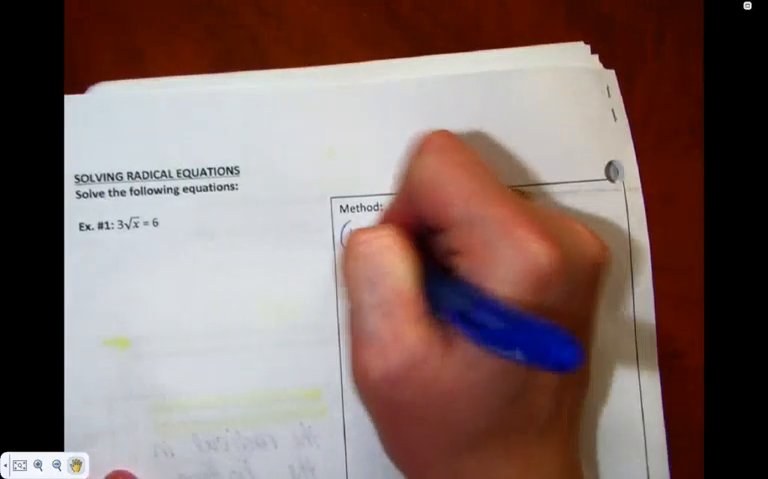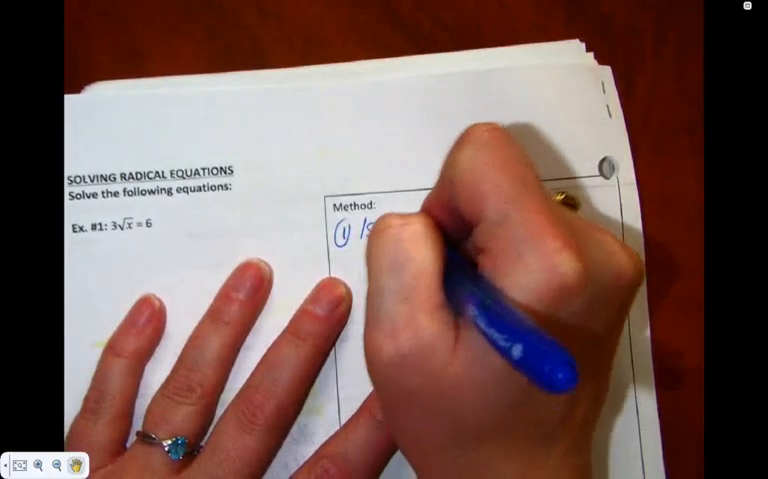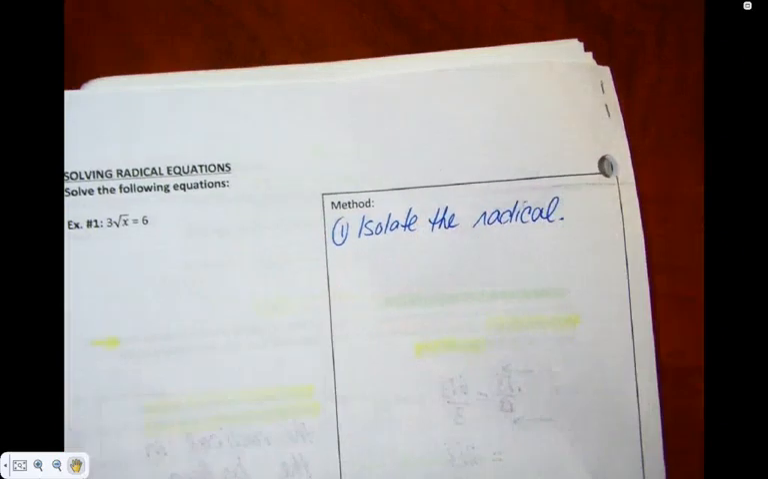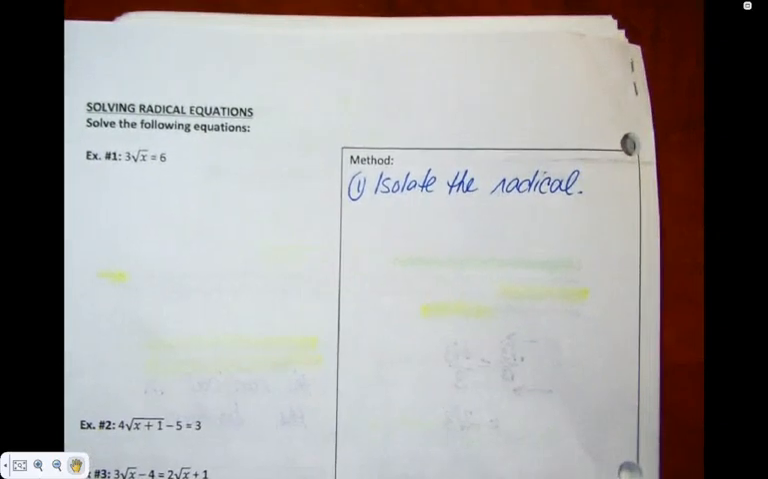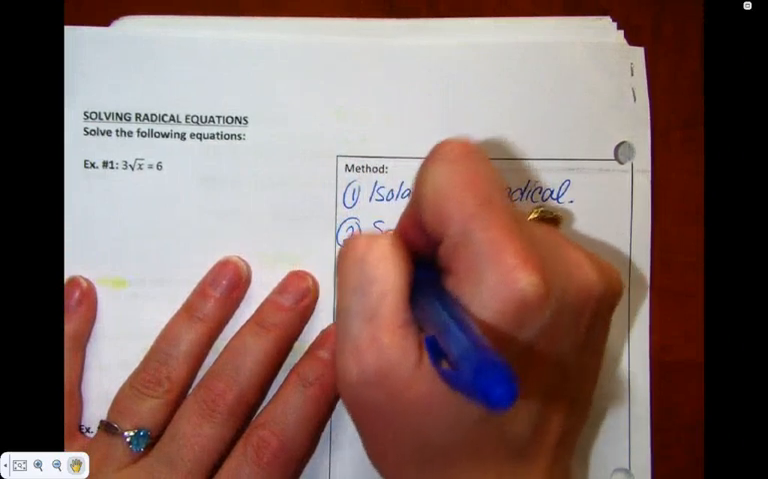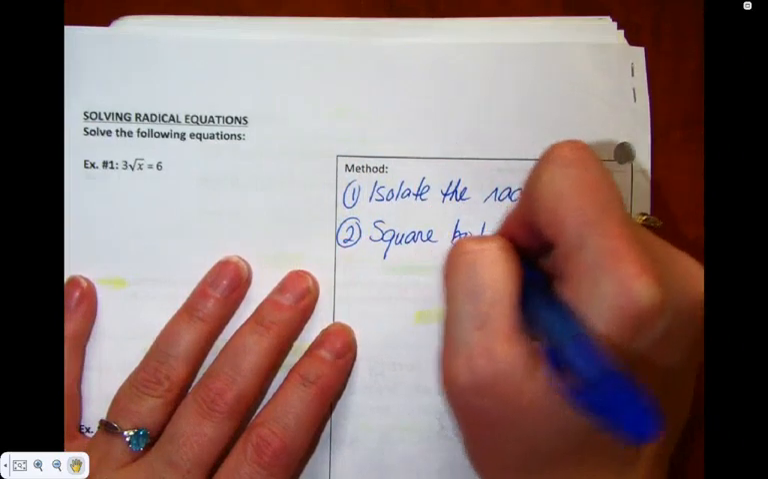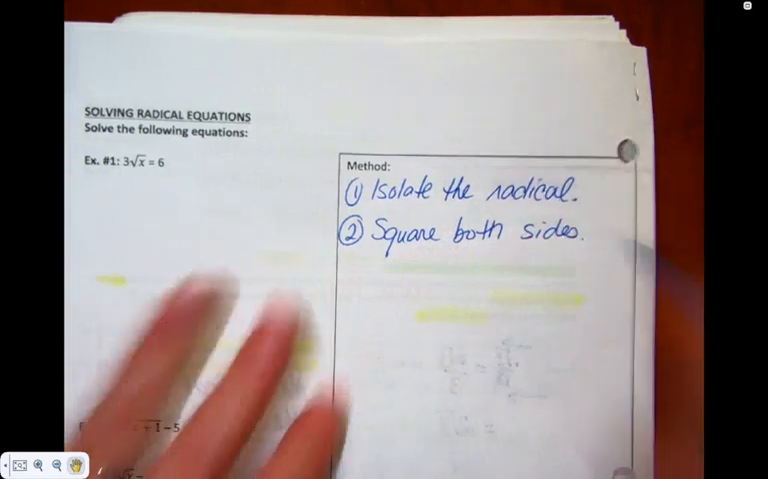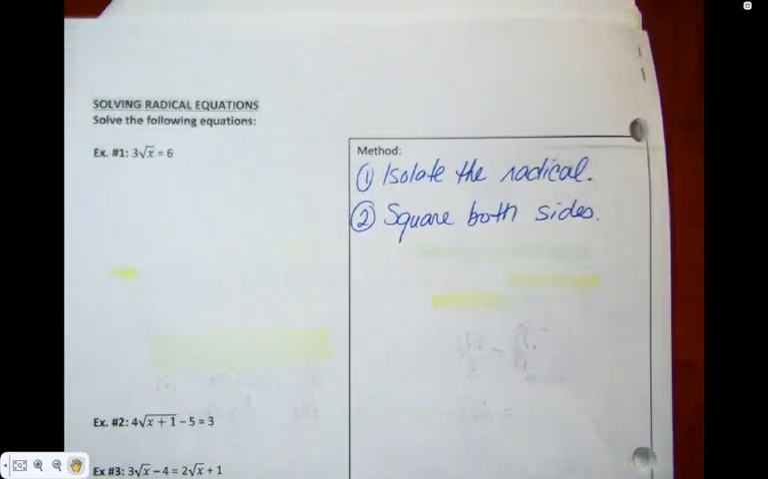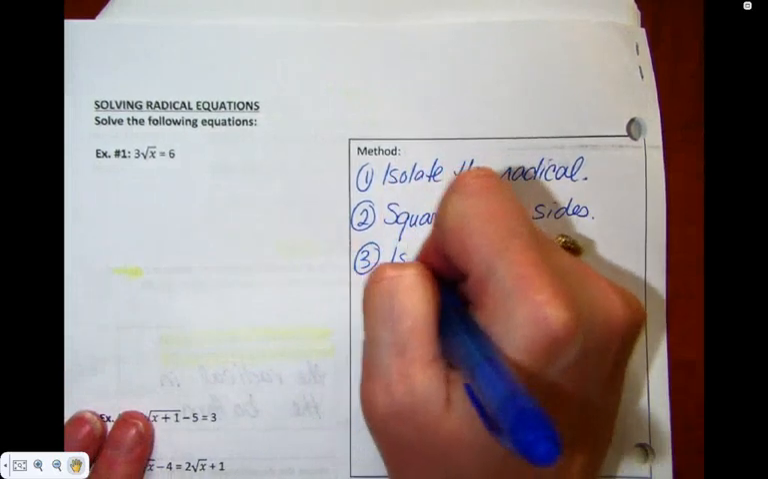So step number 1, isolate the radical. Step number 2, square both sides. Step 3, isolate the variable.